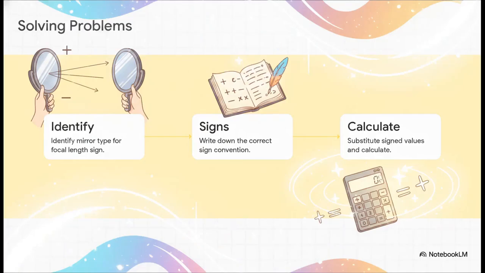If you want to solve literally any mirror problem flawlessly, you just need to follow these 3 simple steps to make sure you never drop a negative sign by accident. First up, identify your mirror type so you immediately know if your focal length should be positive or negative. Second, take a second to physically write down the sign convention for your known values. And finally, step 3, just substitute those properly signed values into the formula and calculate.